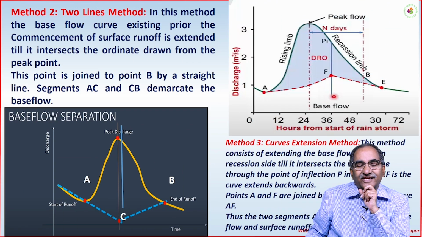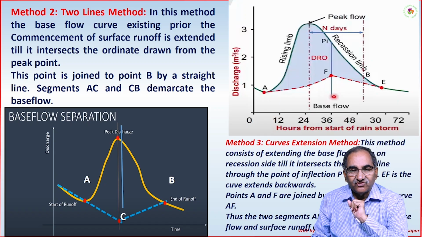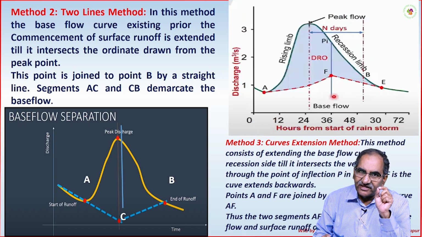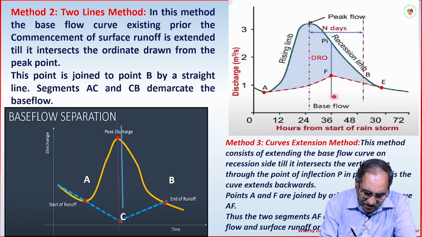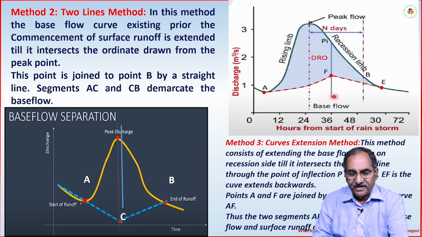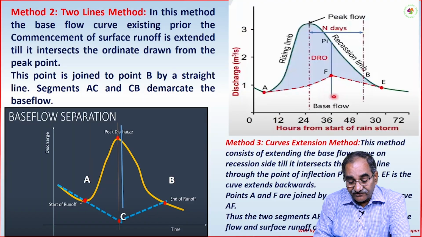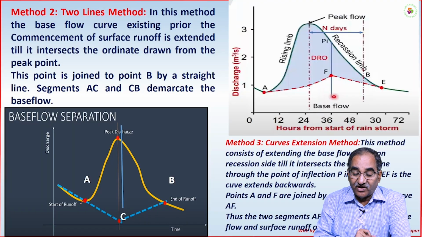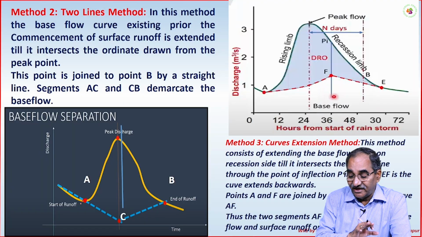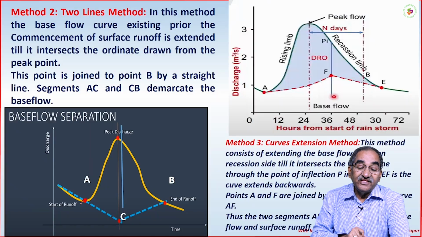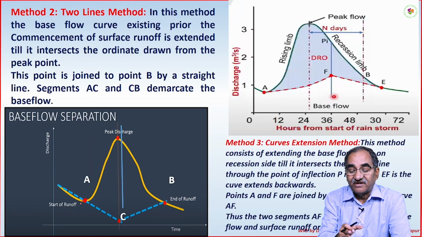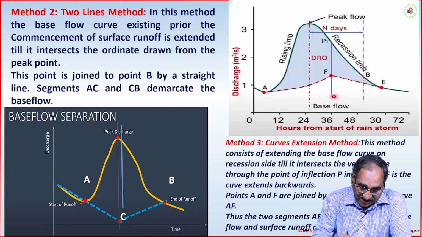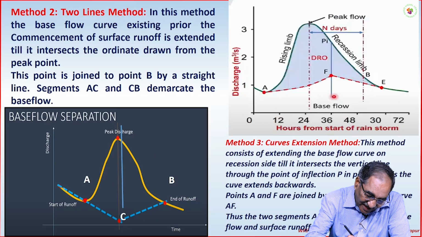The second method is called the 2 lines method. What is this 2 lines method? Again, the same way as we represented the first point, here also we represent the first point A. Then the second point, how you get it, is the important thing. Now read this. In this method the base flow curve existing prior to the commencement of the surface runoff is extended. So this line is extended.